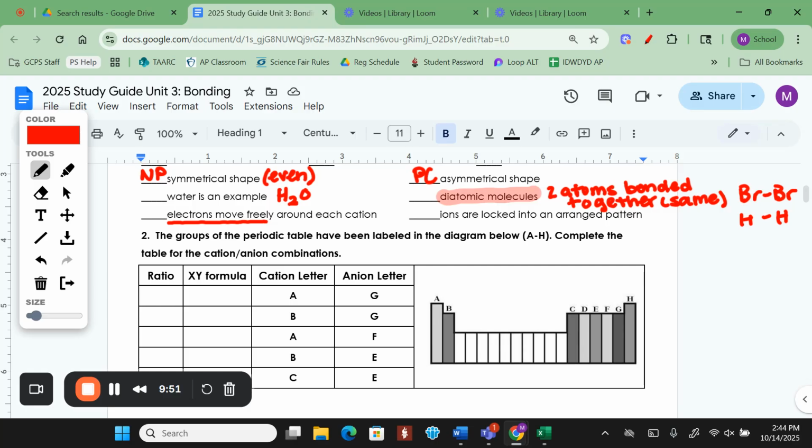Ions are locked in an arranged pattern. Now, this does not specify what kind of ions, or what the electrons are doing. So in my brain, there can be two answers to this. The first answer is ions or ionic because we see ions. But also, if we have ions that are locked into an arranged pattern, this is a solid. So while it could be an ionic one, it could also be a metallic bond as well.